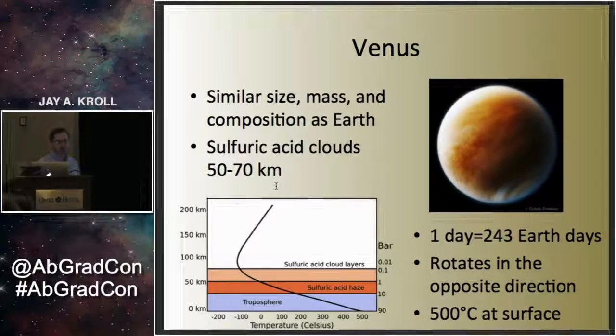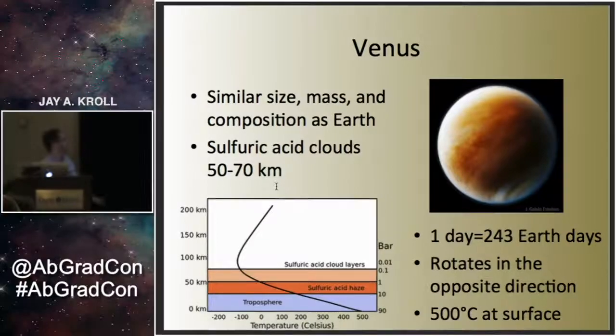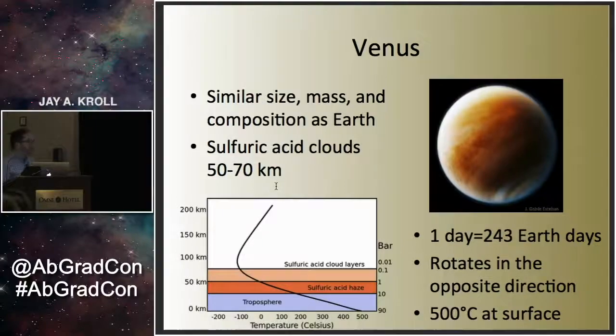So the first rock that we're going to talk about is Venus. It's often referred to as Earth's twin. More accurately, it might be described as our evil twin on a bad hair day. But it's very similar to Earth in size and mass and composition. But a couple of things make it very notably different, especially the sulfuric acid clouds. So from about 50 to 70 kilometers, there's a global sulfuric acid cloud layer.